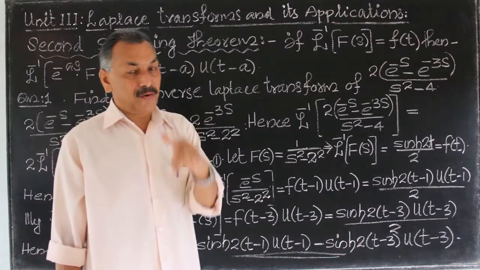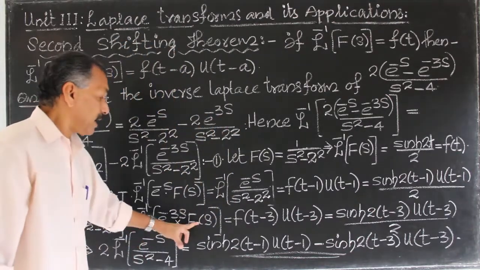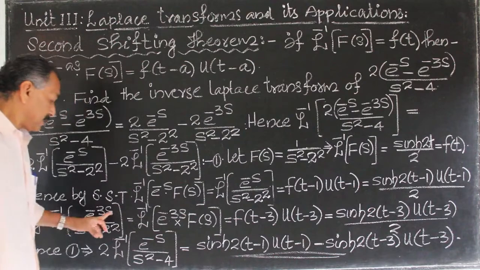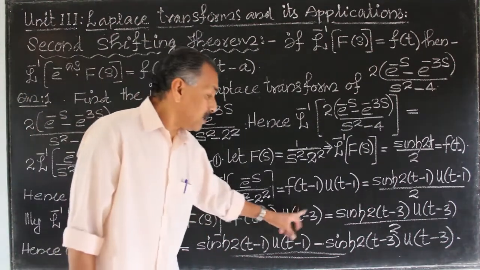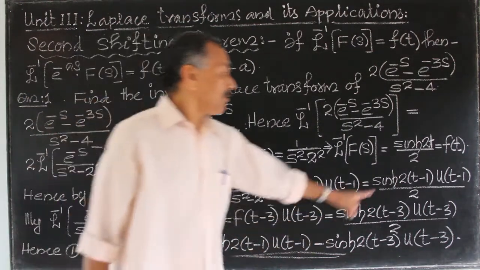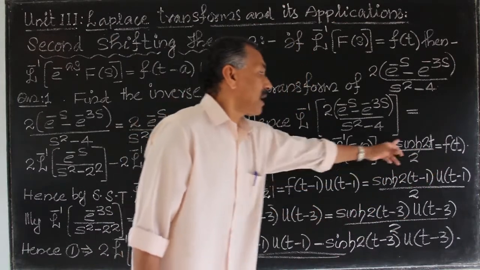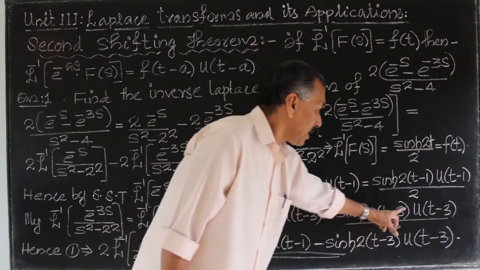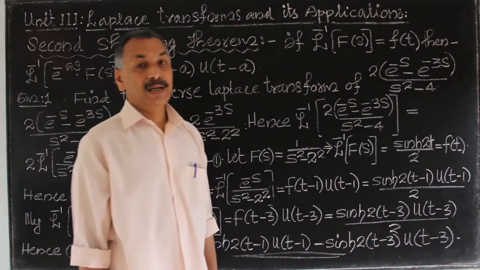L inverse of F(s) is f(t), then L inverse of e raised to minus 3s into F(s) is equal to f(t minus 3) u(t minus 3). Here f(t) is sinh(2t) by 2, and in place of t we put t minus 3, that is sinh(2(t minus 3)) u(t minus 3) divided by 2. Okay.